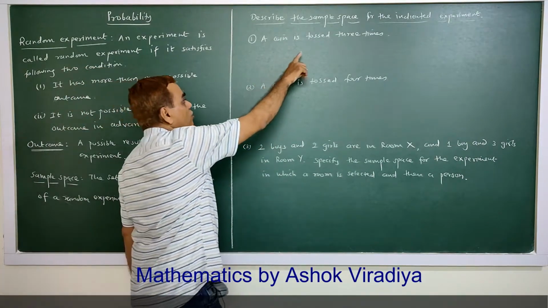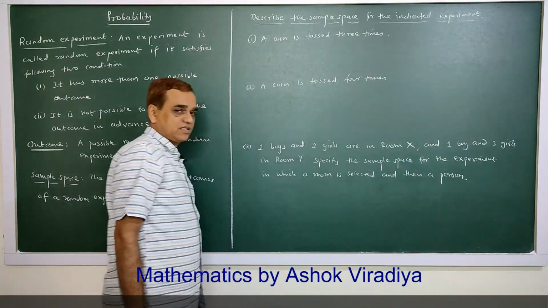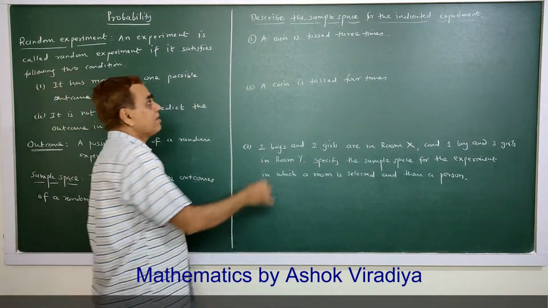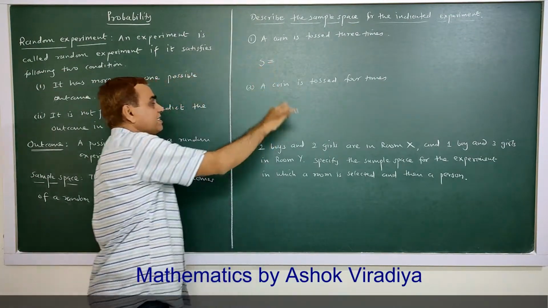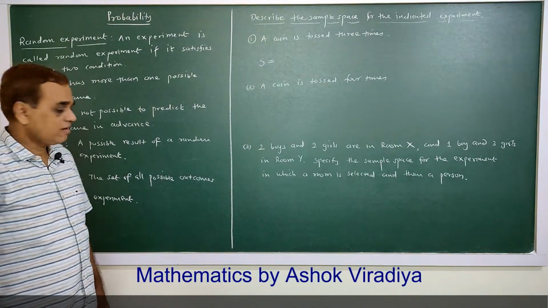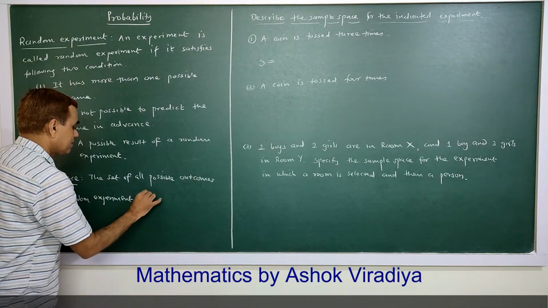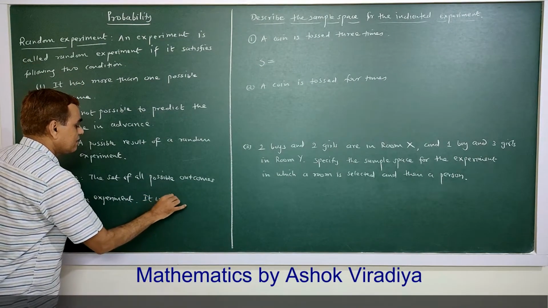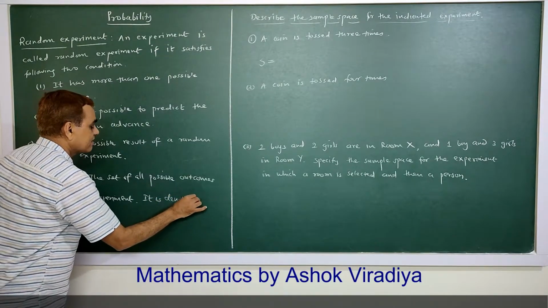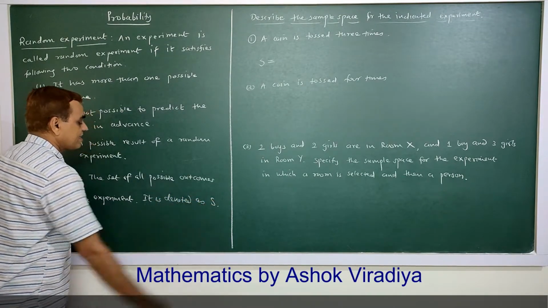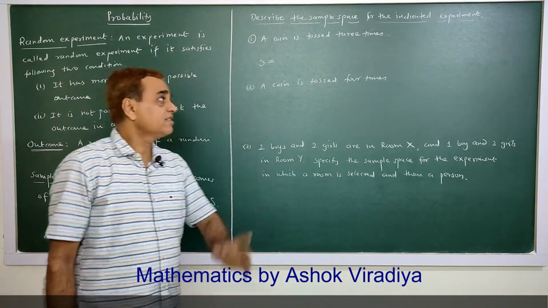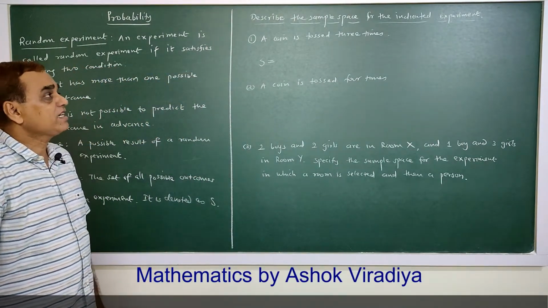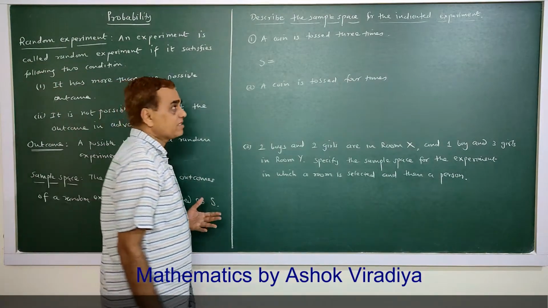A coin is tossed 3 times. So the sample space, we denote it by S. In short, sample space, first letter S. So the sample space when a coin is tossed 3 times.